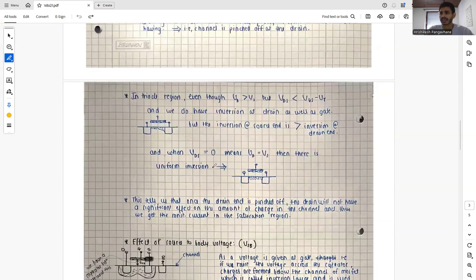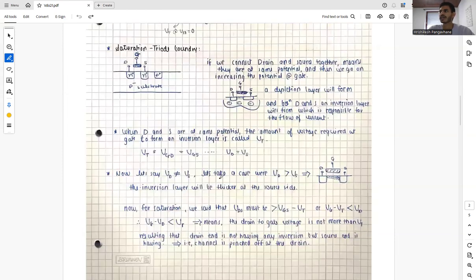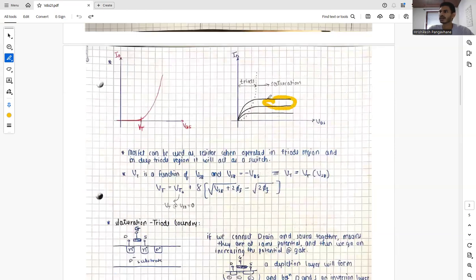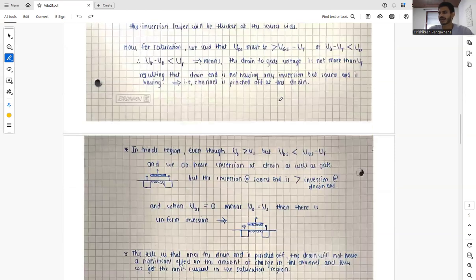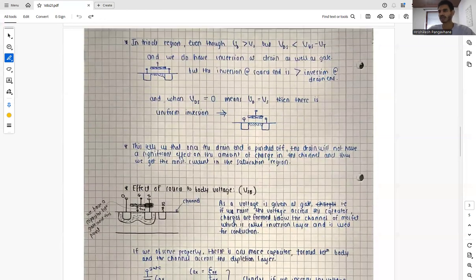This tells us that once the drain end is pinched off, the drain will not have a significant effect on the amount of charge in the channel, and thus we get a constant current in the saturation region. We say that in the saturation region the current does not increase significantly. We can say that it's almost constant.